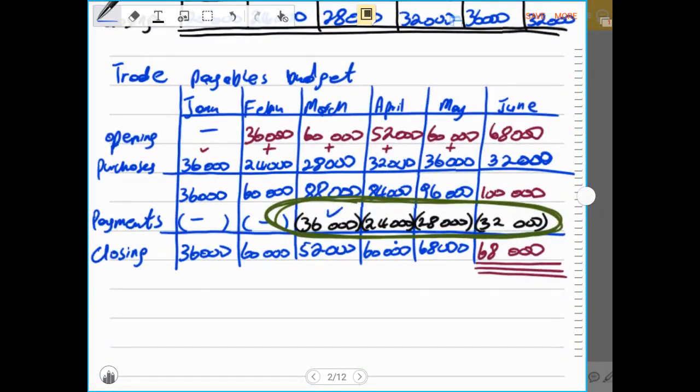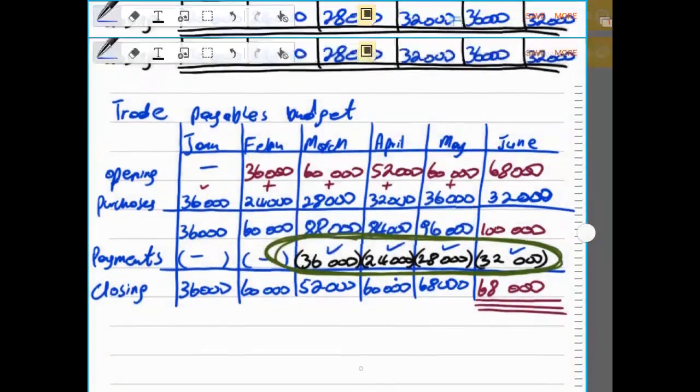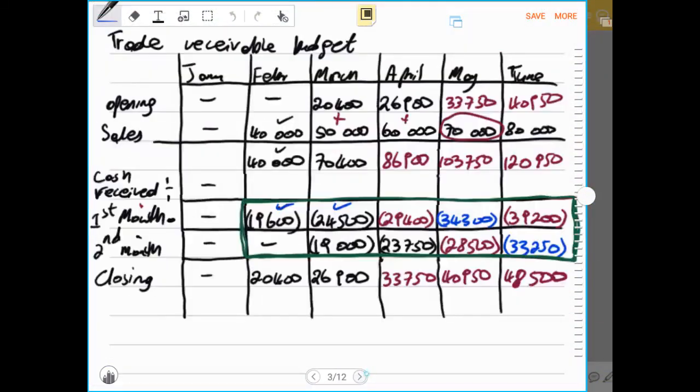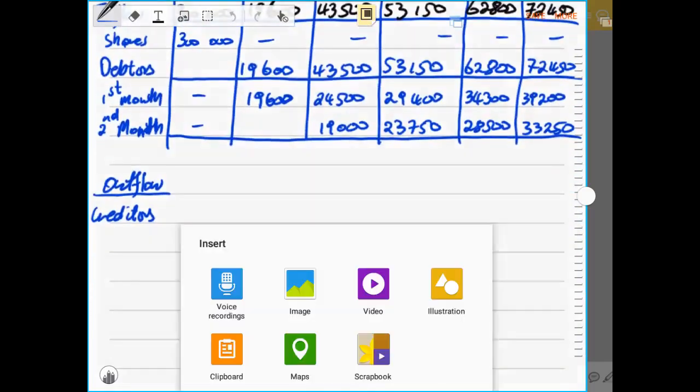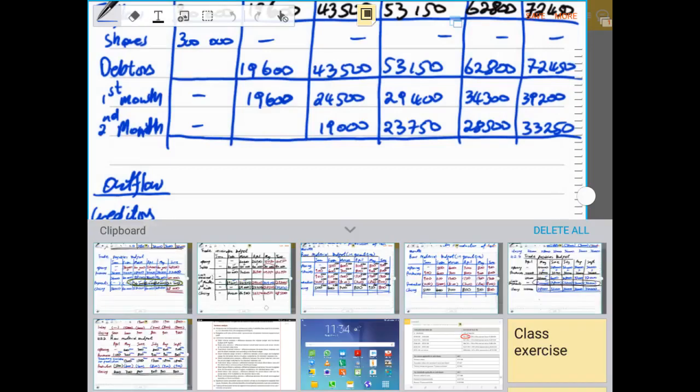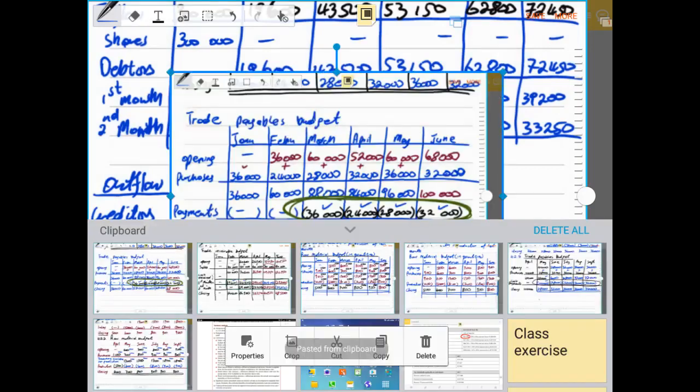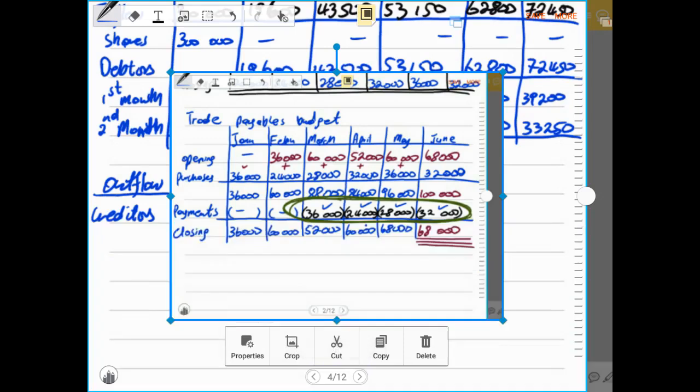Payment was 36,000, 24,000, 28,000, and 32,000 in the months of March, April, May, and June. So now let us record 36, 24, 28, and 32. This is what we have to record for our trade payables in terms of the payments. We record that in our cash budget, and we confirm the amounts to make sure that we have all of them in one screen without any confusion.